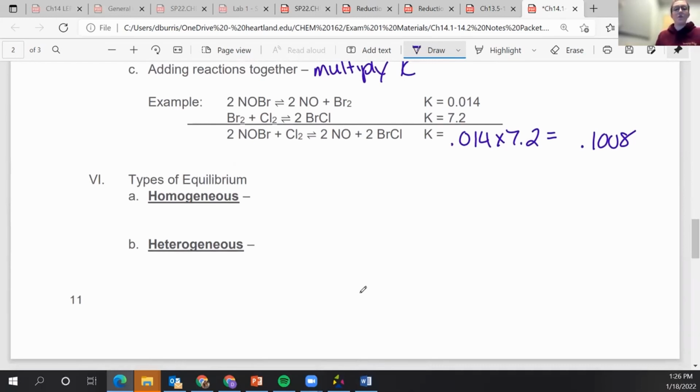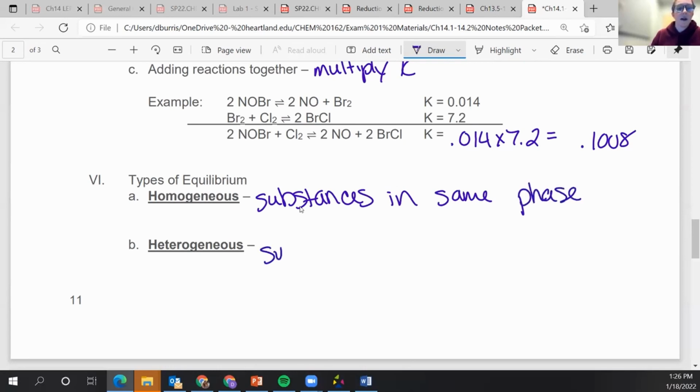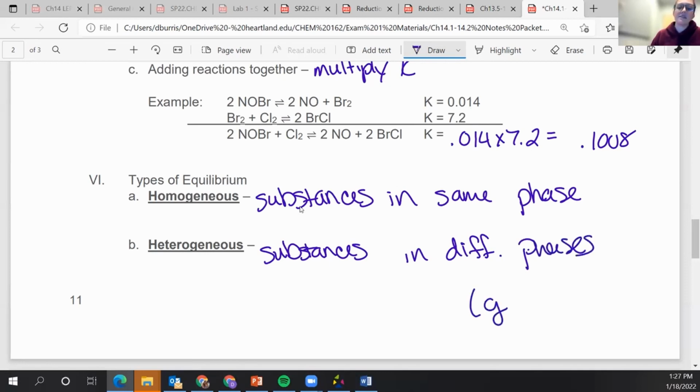Okay? A couple of other vocabulary terms are different types of equilibrium. You can have a homogeneous equilibrium or a heterogeneous equilibrium. You can probably figure out what that means, right? Homo would mean they're the same. So substances are all in the same phase. So reactants and products, substances in the same phase, meaning like gas or aqueous or whatever. And if it's heterogeneous, substances in different phases. So that would be like if I have gases and liquids in my reactants, something like that.